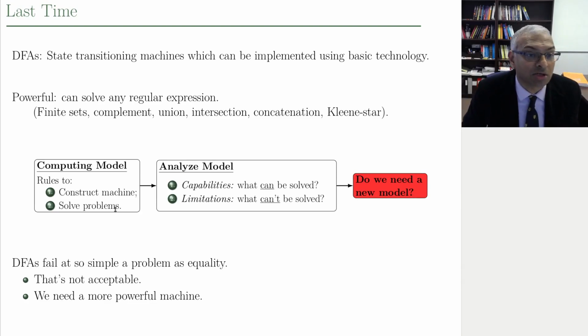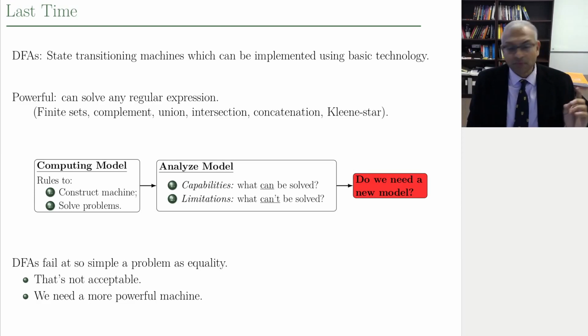Then we analyzed this model. What are its capabilities? Regular expressions, very powerful. And what are its limitations? That's where we inserted a thorn into our thigh. We found that the DFA cannot solve so simple a problem as equality. That's not acceptable. We don't want computers that can't solve such simple problems as equality, and so this means that we need a new model, a more powerful machine.